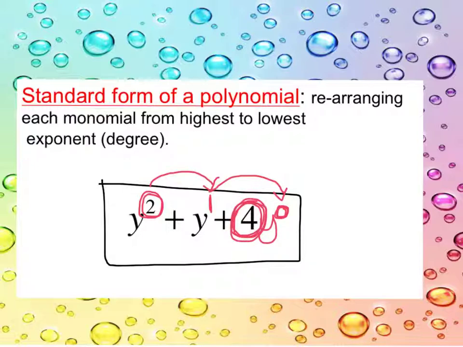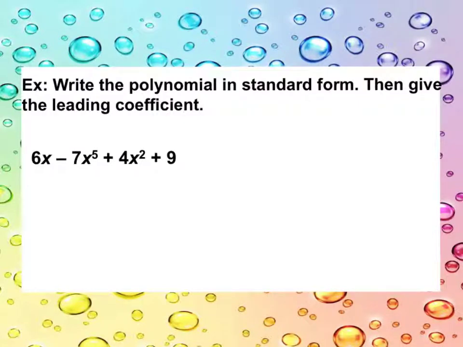Try to come up with your own standard form of a polynomial. I have two examples for you. We are going to write the polynomial in standard form, and then we're going to give the leading coefficient. Remember, the leading coefficient is the number in front of the monomial with the highest degree or highest exponent. So we're going to look at the exponents for each term, each monomial.